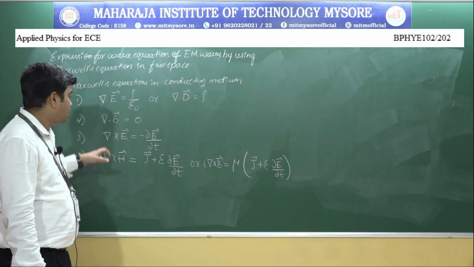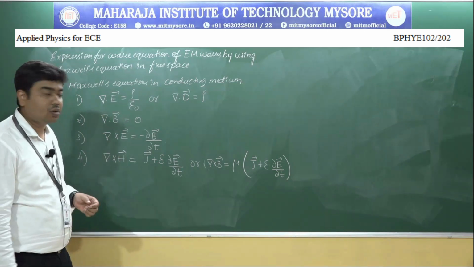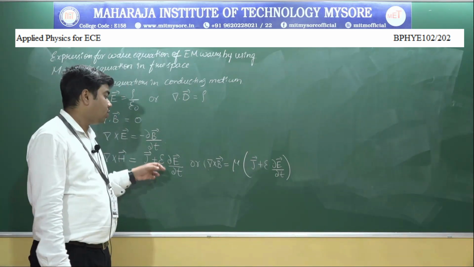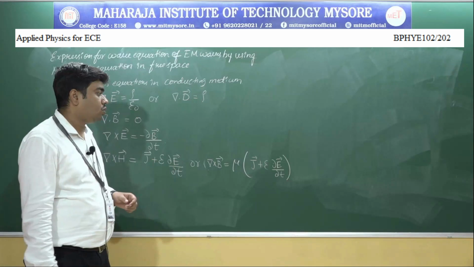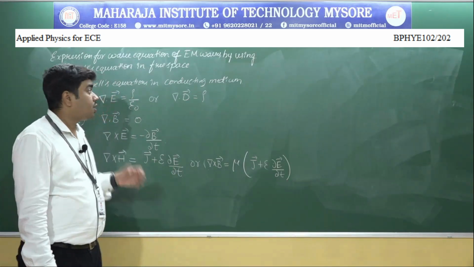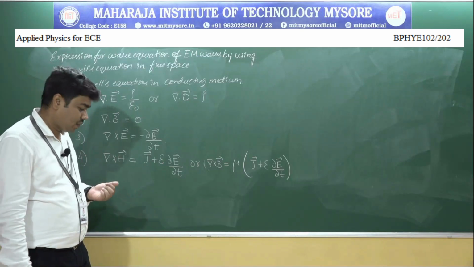del dot B is equal to 0, del cross E is equal to minus dou B by dou T, and del cross H is equal to J plus epsilon into dou E by dou T, or del cross B is equal to mu into J plus epsilon into dou E by dou T. These are the Maxwell's equations in a conducting medium.